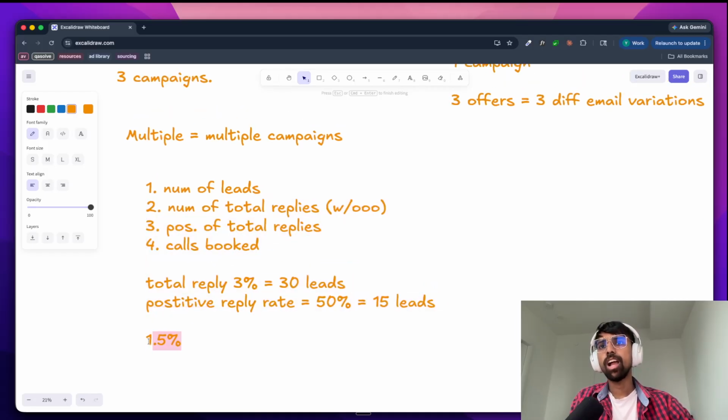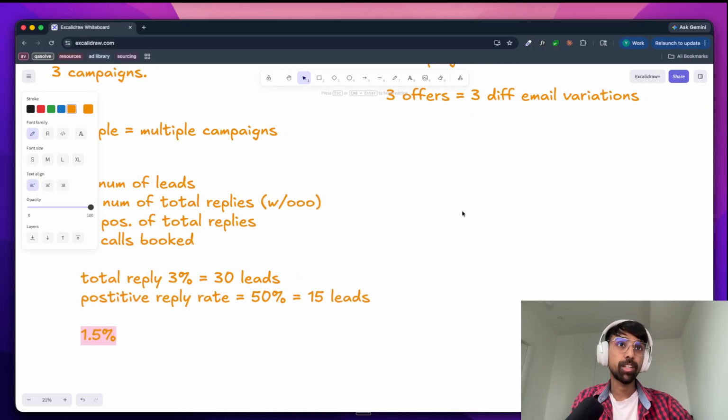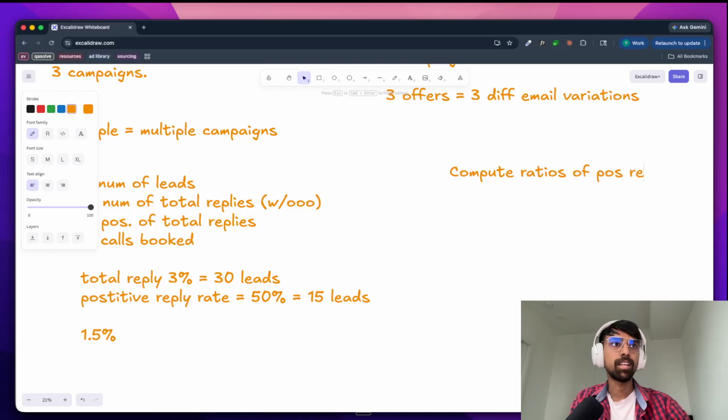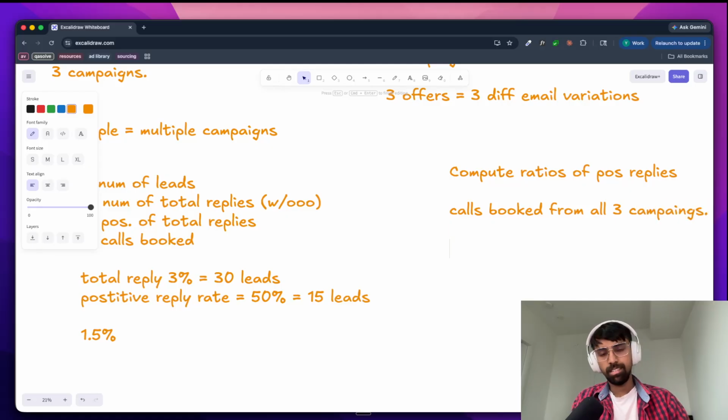Once you have these ratios computed from all three campaigns, meaning three offers will give you three different reply rates, three different positive reply rates, and three different calls booked ratios, you will be able to understand the results. For example, this is C1, which is campaign 1, this is C2, campaign 2, and this is C3, campaign 3.